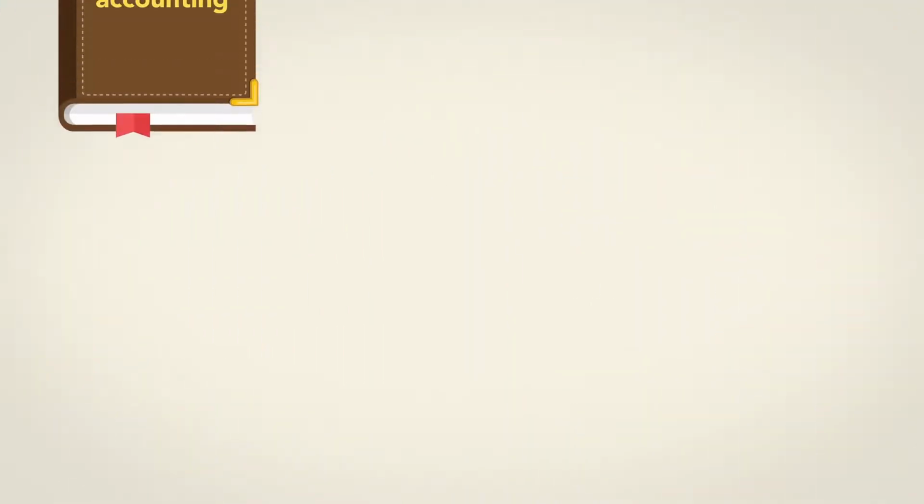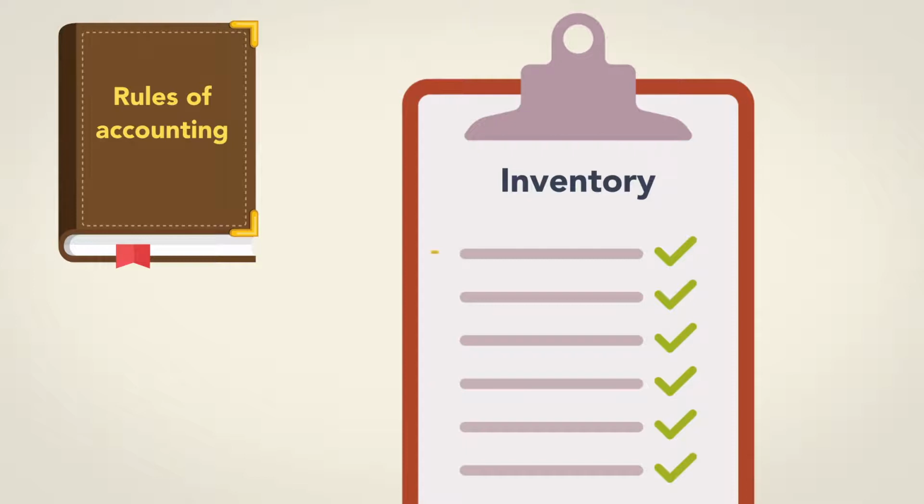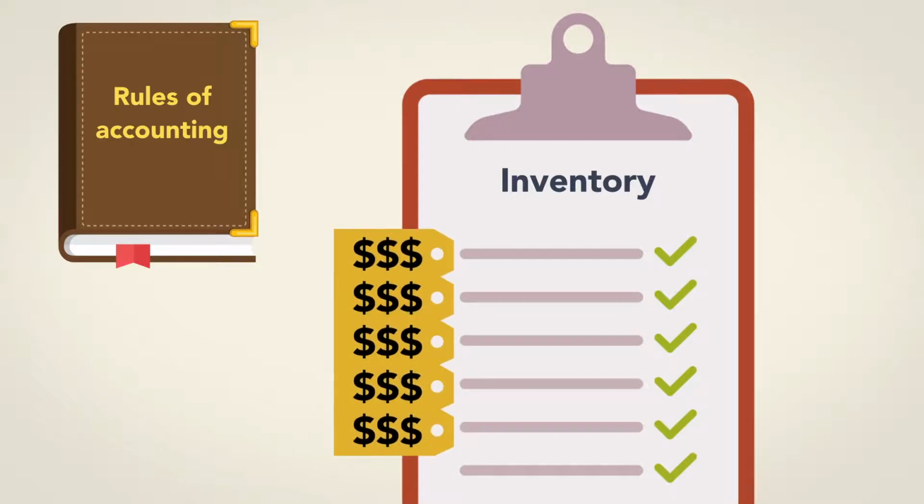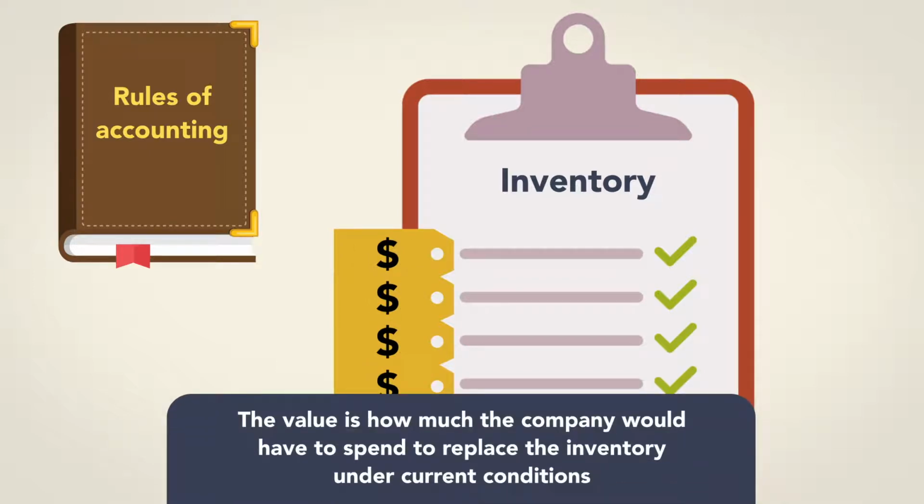According to the rules of accounting, inventory is carried at the lower amount of cost or market value. Inventory is reduced in value in a company's books if its value is less than its cost. The value is how much the company would have to spend to replace the inventory under current conditions.